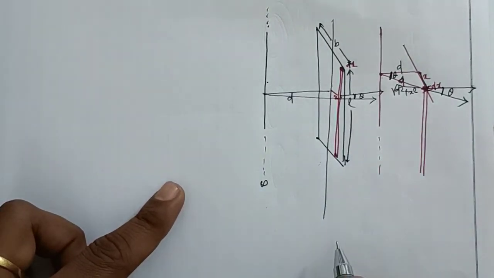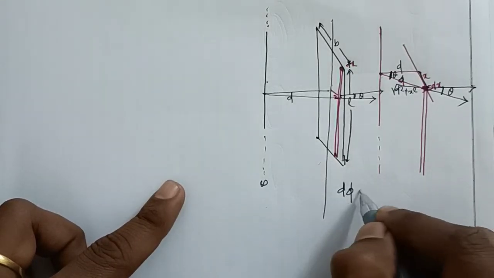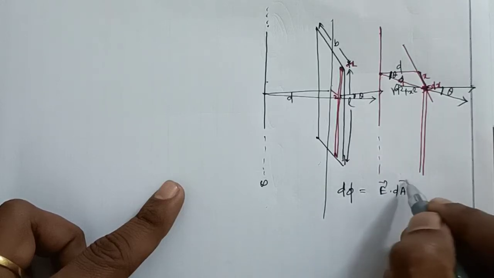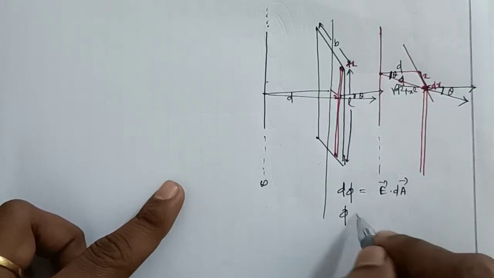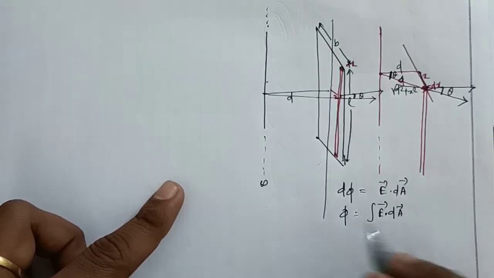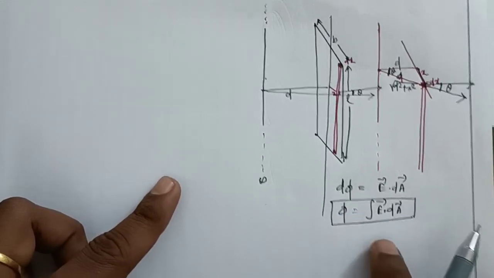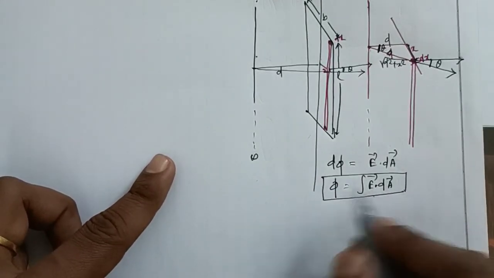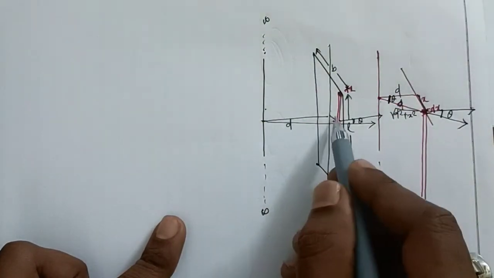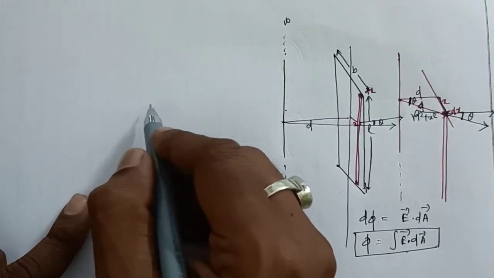So if I write my elementary flux, I will write d phi, and this is nothing but E dot dA, and phi is nothing but the integration of E dot dA. This is my expression of elementary flux. To go for the net flux, I will simply integrate. What is the expression of electric field due to an infinite line charge exactly at a distance d? This is very clear, and the student has to keep it in mind.